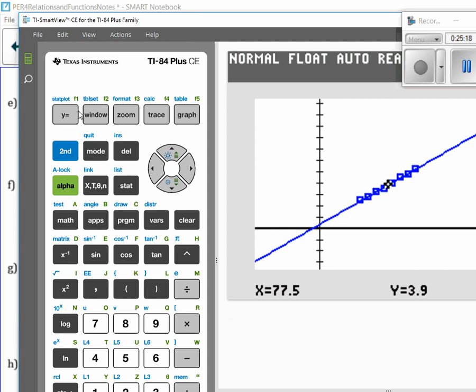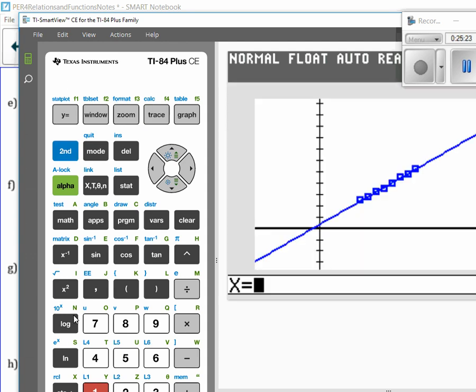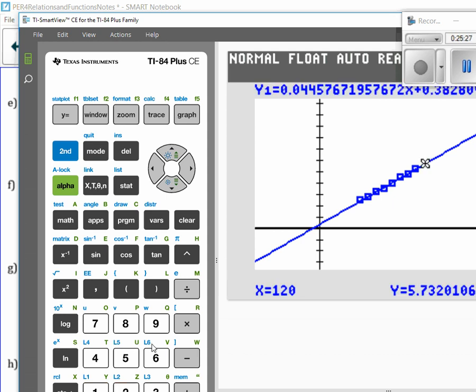Okay, so now I'm going to go to second calculate value, and I type in 120. And it figures out, look at that, 5.73. So if you weigh 120 kilograms, you can have 5.73 drinks.